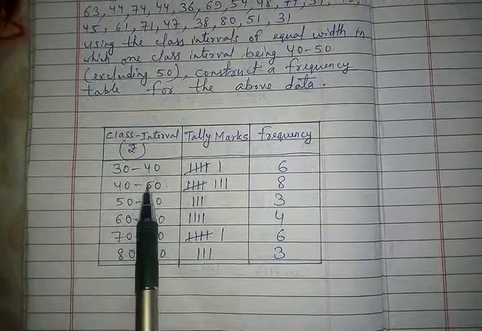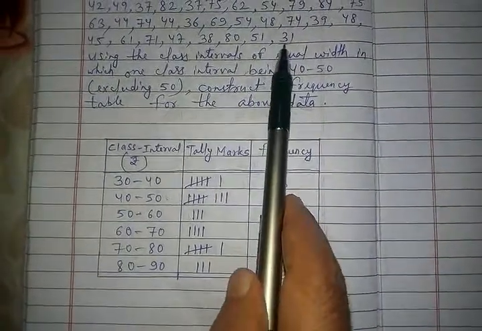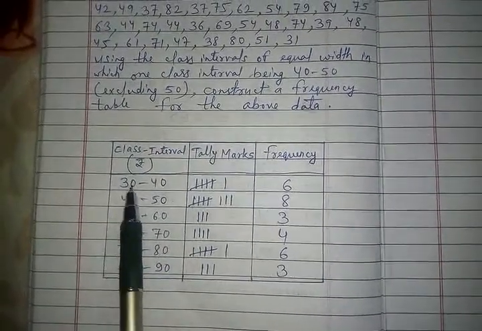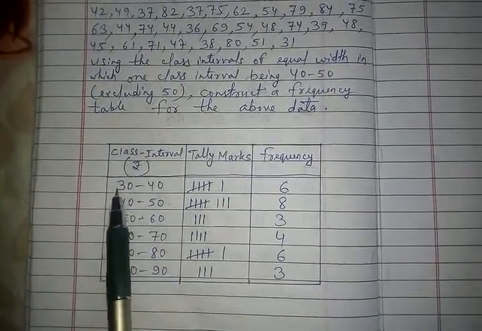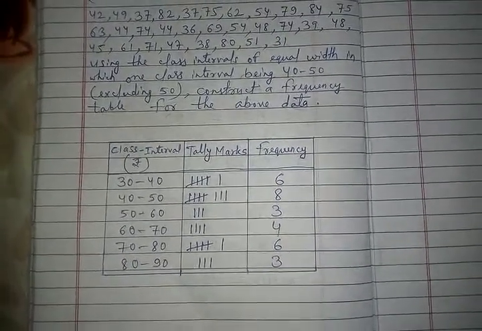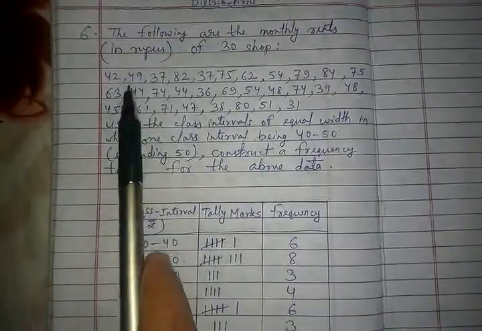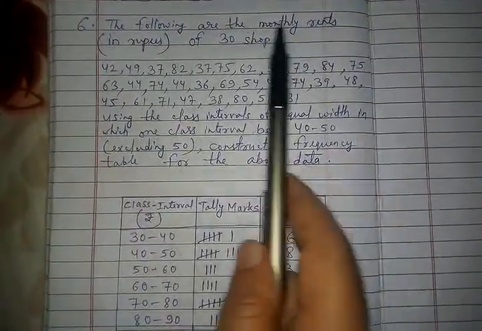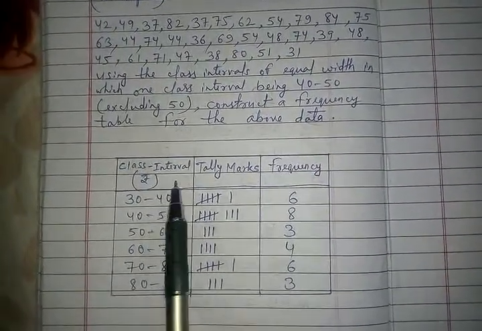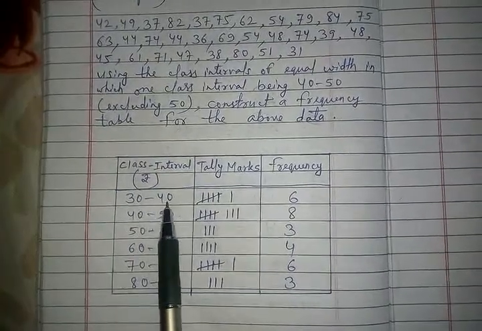Here also width of 10. And why I began from 30? Because my least value is 31. So 31 comes in this slab. Had it been 29 the least value, my slab would be 20 to 30. I hope you could understand now. Now 30 to 40, all that information's data you have to count which comes between 30 to 40. But don't take 40. That means take from 30 to 39.